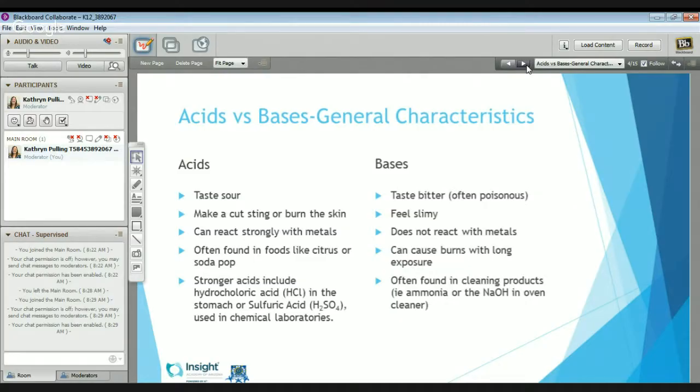And then household things where you'll find bases are usually in cleaning products, right? Most cleaning products are basic. Ammonia is a common household cleaning item that is a base, and sodium hydroxide is one of the main ingredients in things like oven cleaner. Some of those really harsh smelling, strong cleaners oftentimes have sodium hydroxide in them.